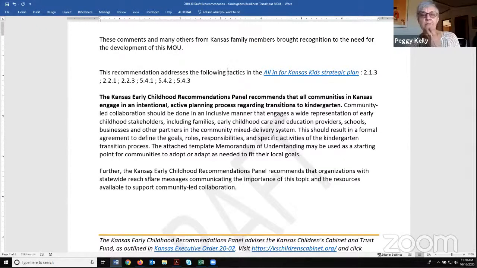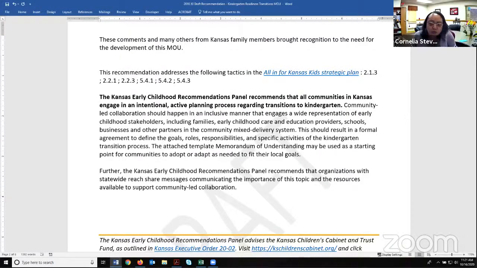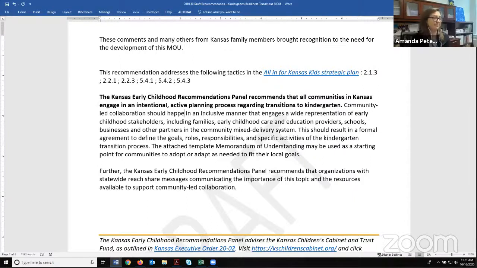This is Peggy. Community collaboration should be, could we say conducted instead of done in the, yep. Maybe should happen. Is that clear? Yeah. Occur. I like that. Wide representation.